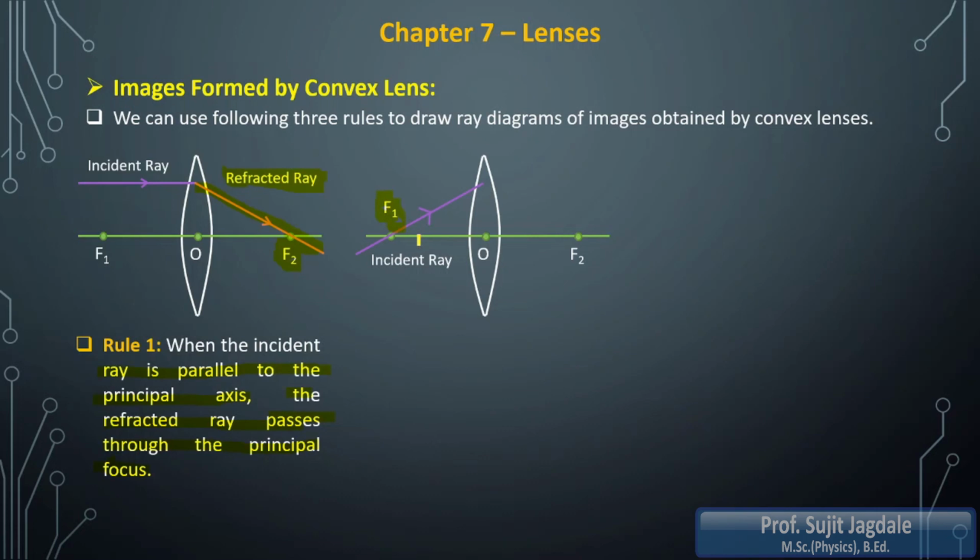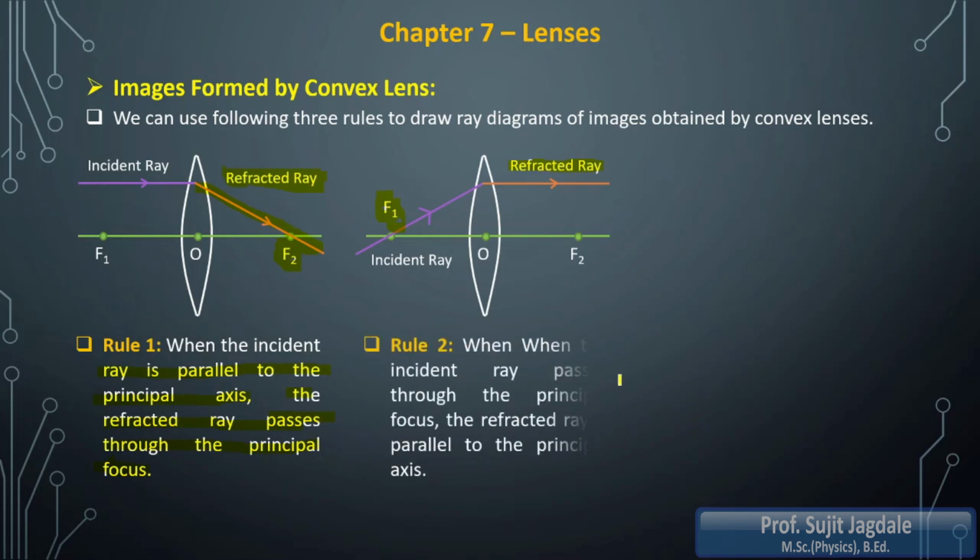Now how is the refracted ray going to behave? The refracted rays are going to be parallel to the principal axis. That means initially light is traveling from principal focus F1, and after refraction I am getting a parallel beam of rays. Okay, so it is exactly the reverse of the first rule. So what will be the second rule then? When the incident ray passes through the principal focus, the refracted ray is parallel to the principal axis.